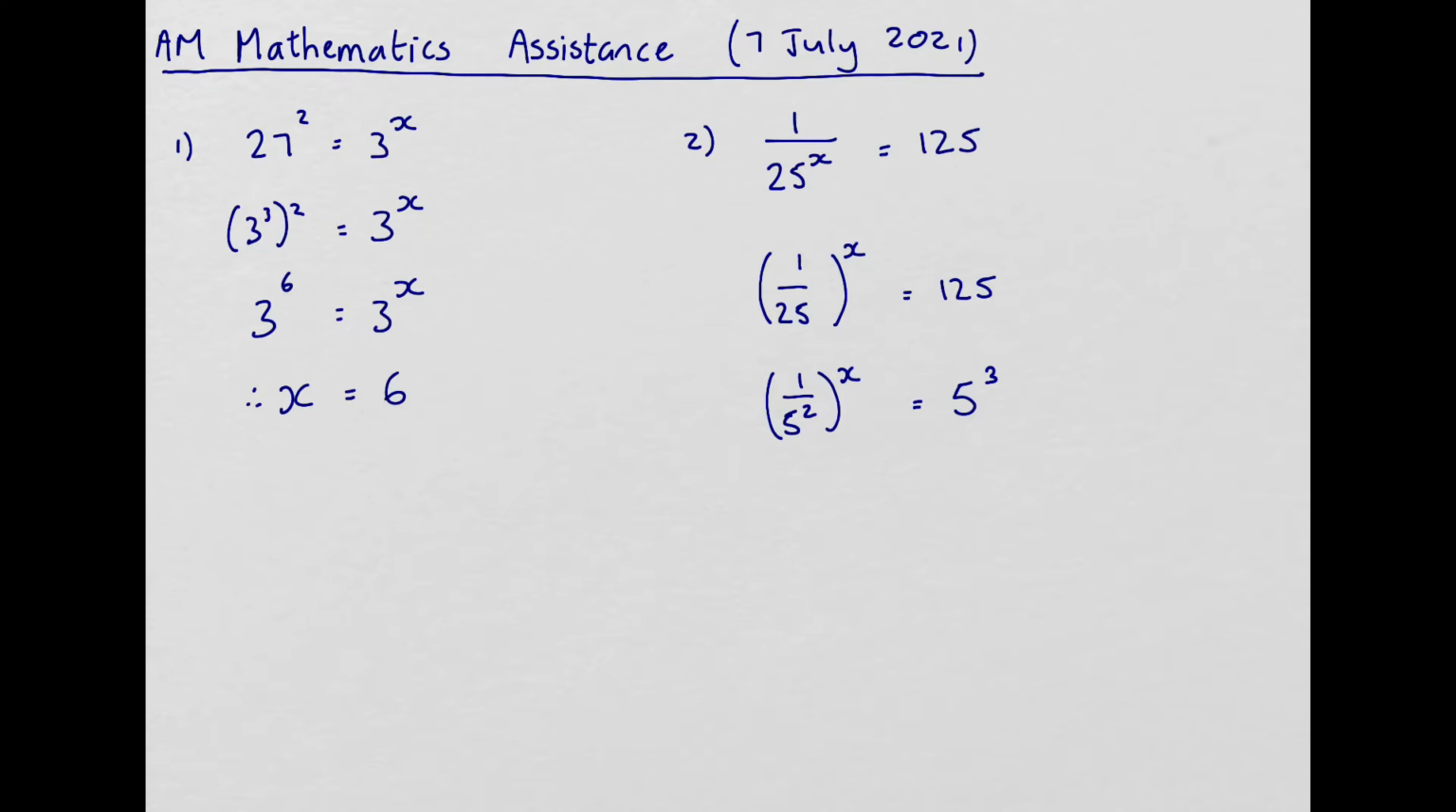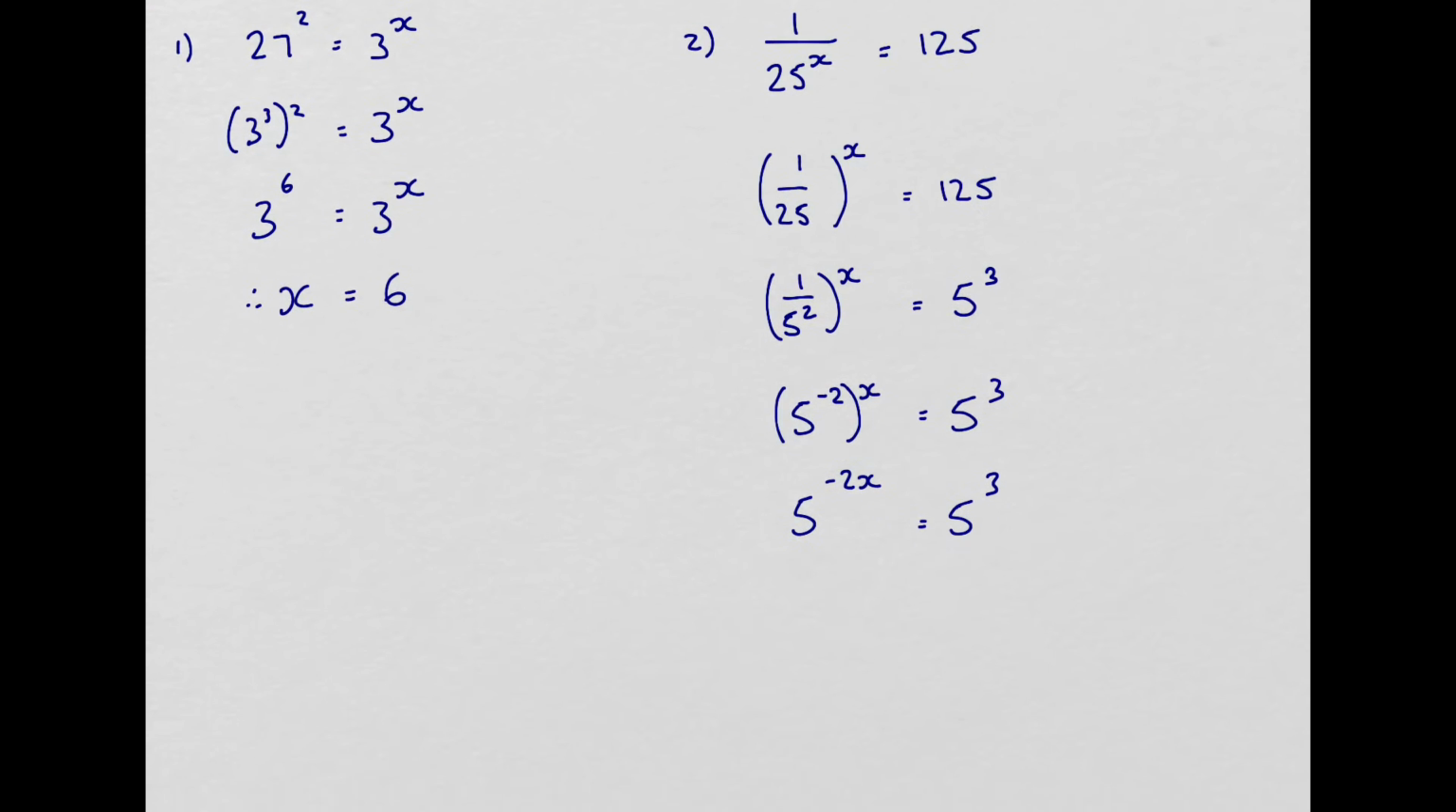Okay, and now we've got a 5 in the denominator, but we want it in the numerator. So we can then use our definitions of exponents to bring that 5 squared in the denominator to the numerator and make it 5 to the negative 2 to the power of x equals 5 to the 3. And then once again, you multiply your exponents on the inside of the bracket to get 5 to the negative 2x is equal to 5 to the power of 3. And now that the bases are the same, we can equate the exponents to get negative 2x equals 3. And then finally divide both sides by negative 2 to get x equals negative 3 over 2.